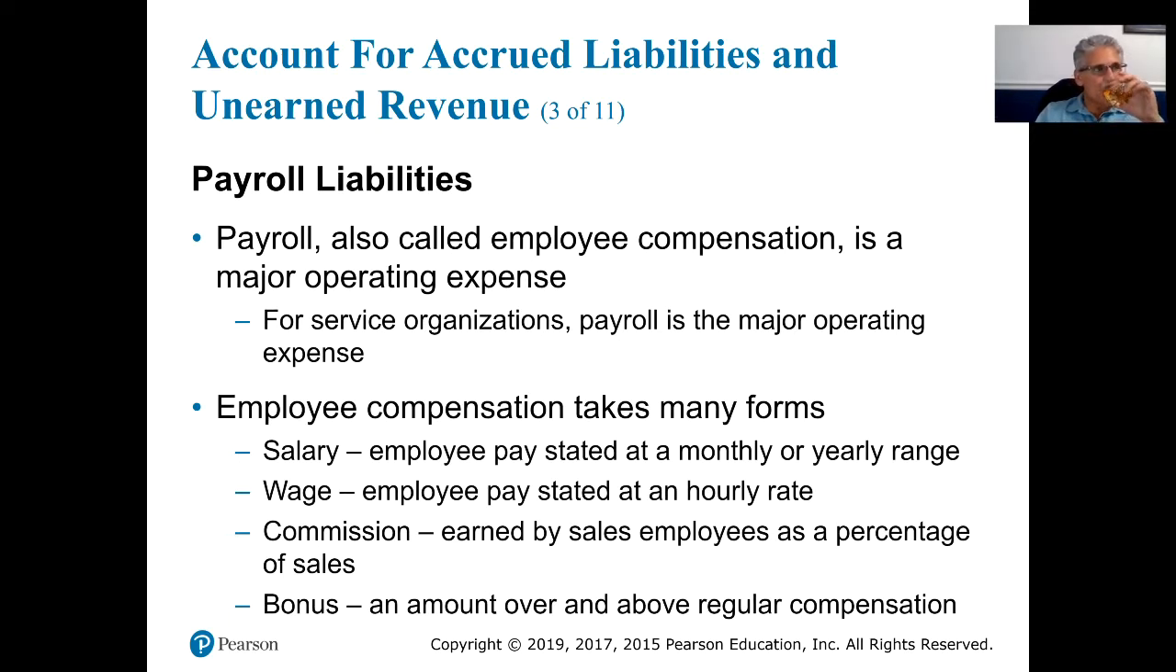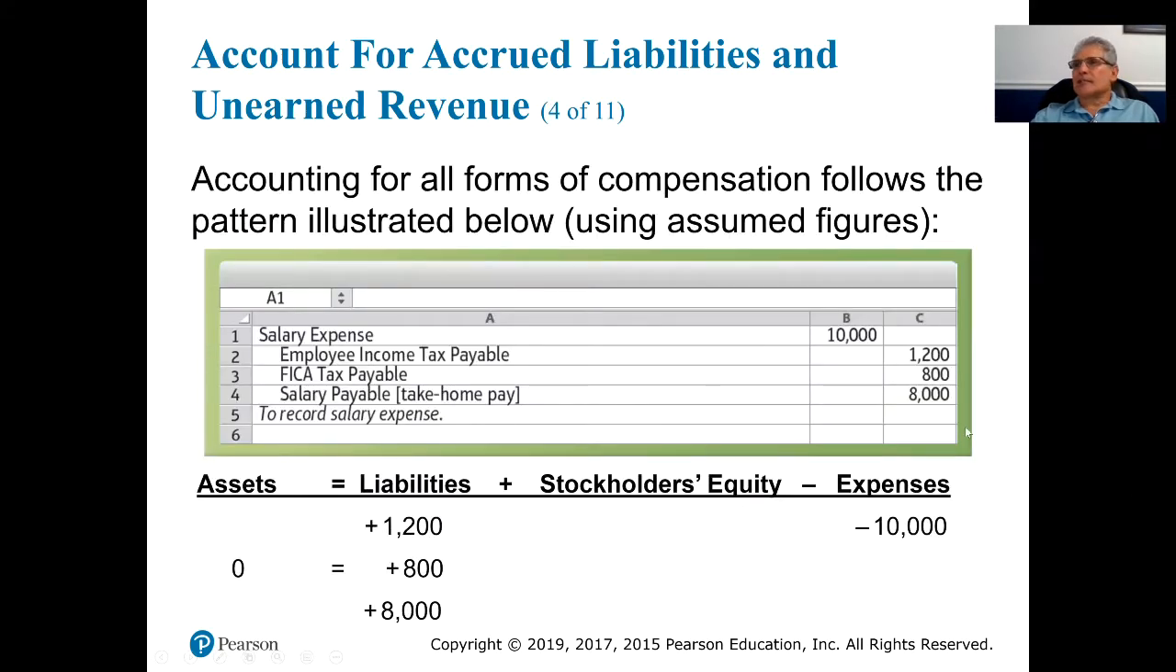Employee compensation takes many forms. It comes in salaries, wages, commissions, and bonuses. So let's take a look at an example here. Accounting for all forms of compensation follows the pattern illustrated below. It appears that in this payroll, we are paying our employees $10,000.